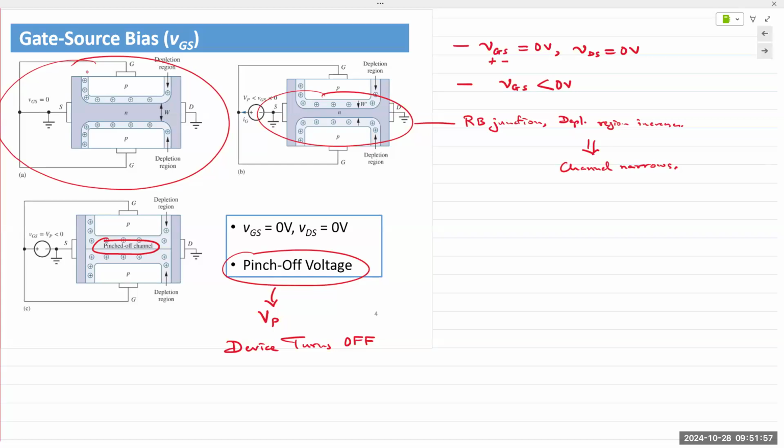Now, when I said the device turns off, well, the normal state of the device means the device is always on. When we say that a device is on, it means the channel is open, so it's in a state of readiness. So if VDS is not equal to 0, there would automatically be a current flow. The gate is not controlling anything, hence the term that the device is always on.